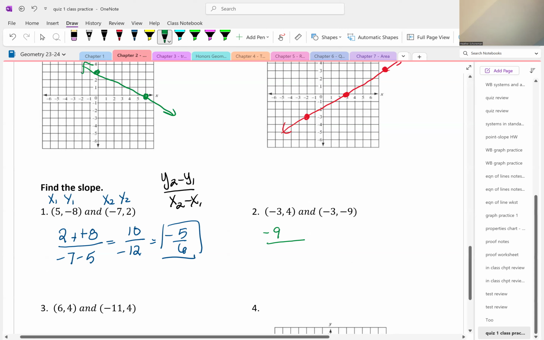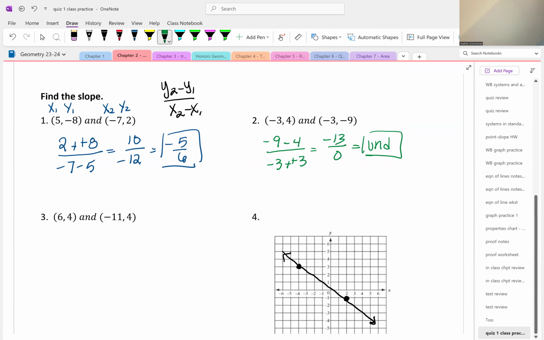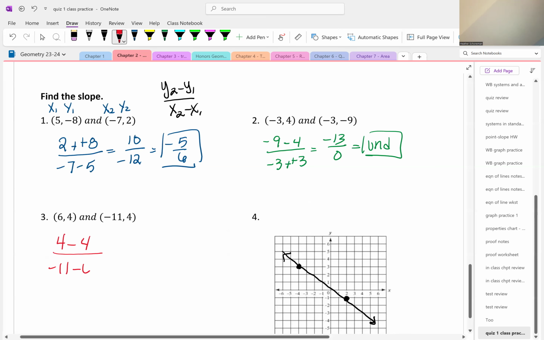Okay, number 2. I'm going to get negative 9 minus 4 over negative 3 minus negative 3. So that gives me negative 13 over 0. When 0 is on the bottom, if you leave it like this, you're going to get partial credit. But to get full credit, you have to tell me that that is undefined. Okay? What about over here for number 3? On this one, I'm going to have 4 minus 4 over negative 11 minus 6. So that's going to be 0 over negative 17, which again, this will give you partial credit, but to get full credit, you need to tell me that that equals 0.